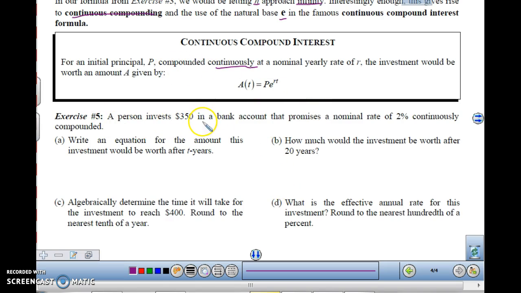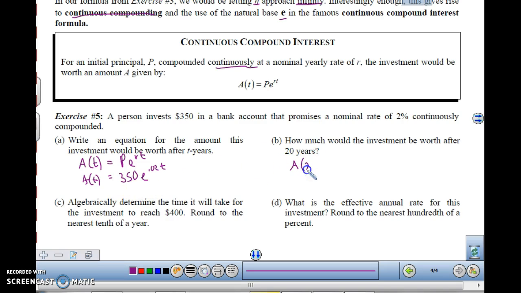A person invests $350 in a bank account that promises a nominal rate of 2% continuously compounded. So it's compounded constantly. Write an equation for the amount the investment is worth after t years. That would be A of t is equal to P e to the rt. Your P would be $350, e to the rt, r is the rate, 0.02, and then t years. So there's your formula.